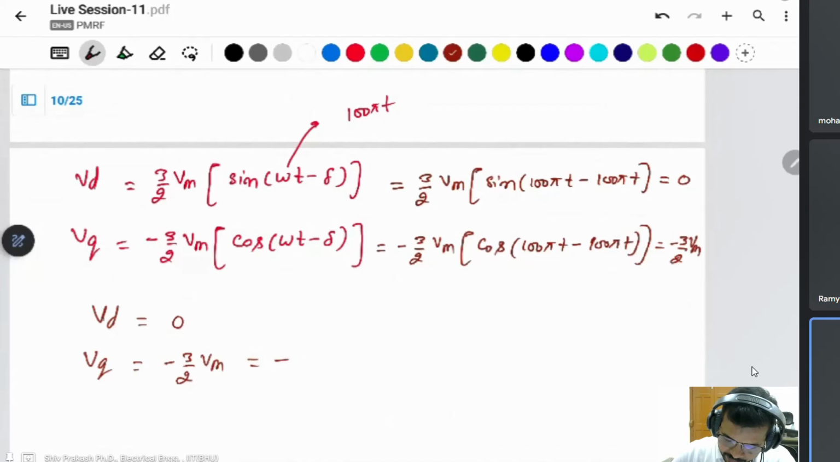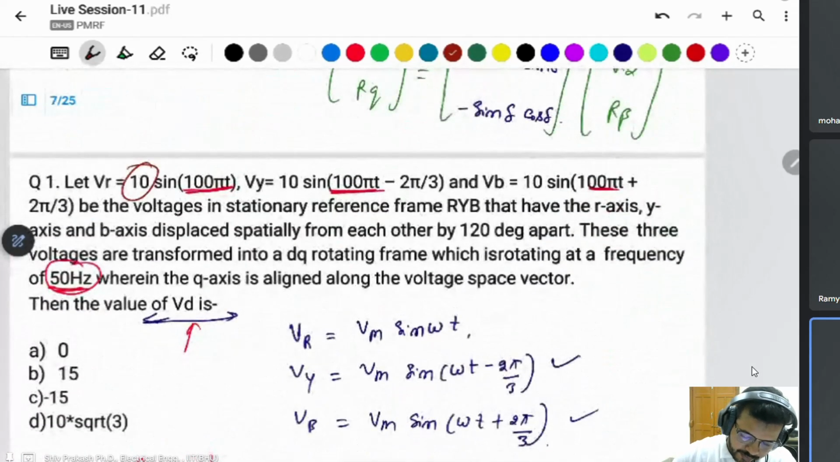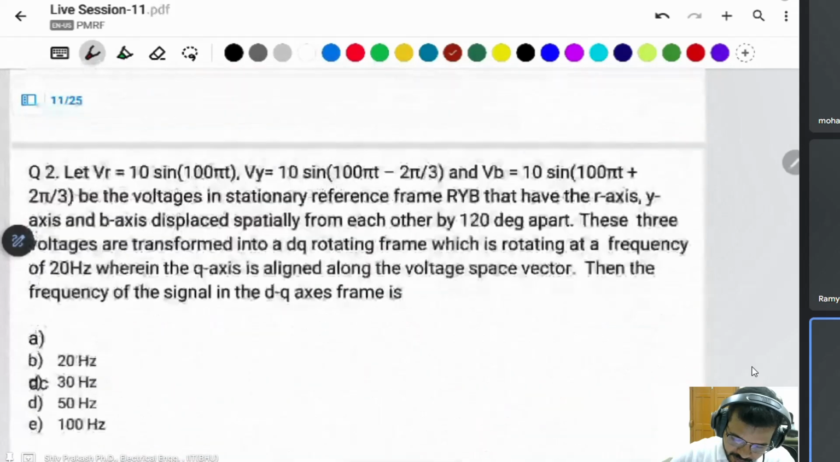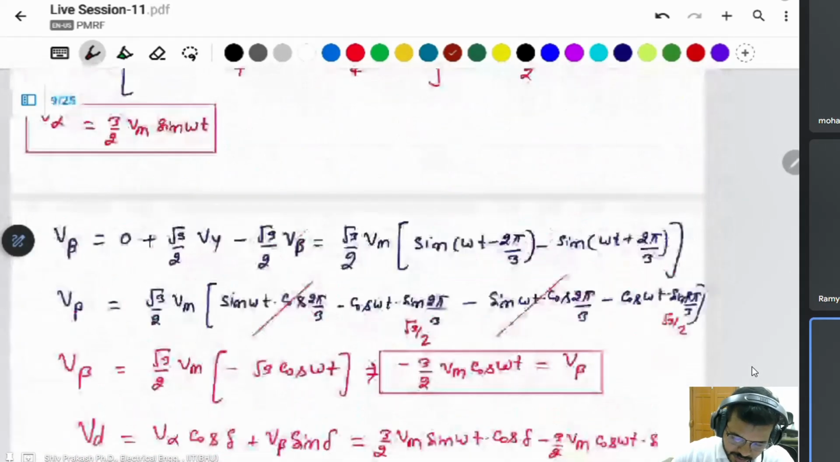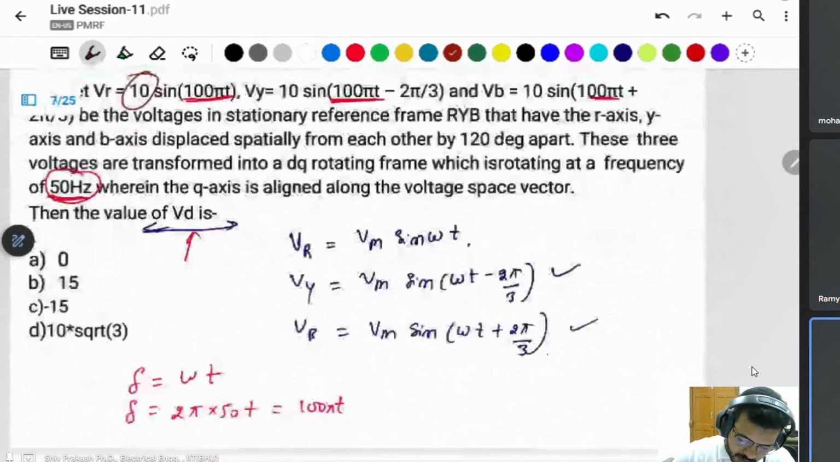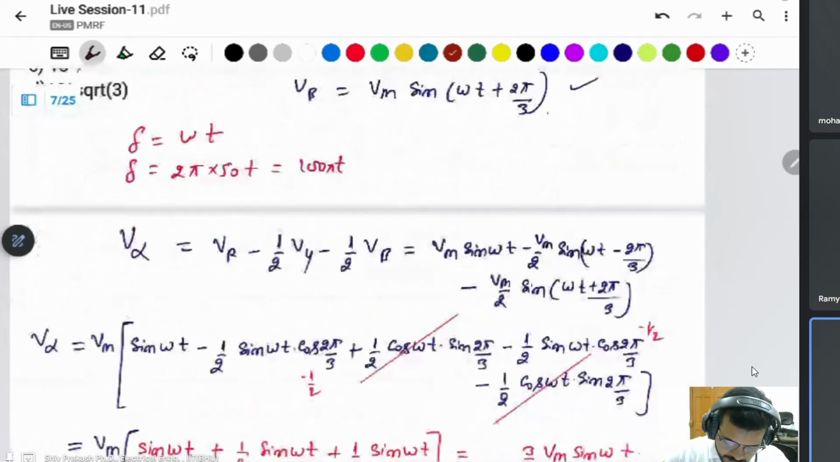Then what is the Vm? 3 by 2 Vm is given in the question as 10, and taking 10 this will be minus of 15. Vd is 0, Vq is minus 15. It is asking about the Vd, and Vd is 0 in this question. Vq is minus 15. I think this will be the next question for Vq.